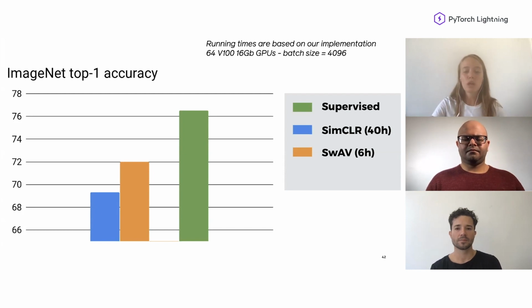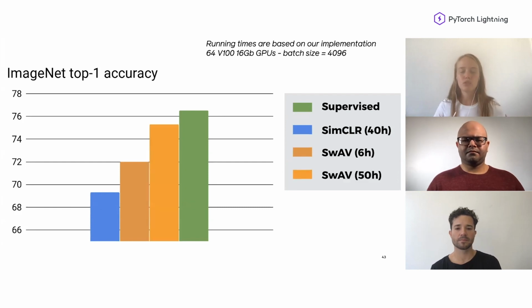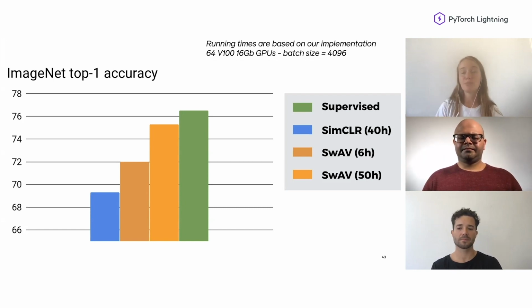And now what we can do is simply to train SwAV for longer. So we trained it for 800 epochs, which lasts 50 hours based on our implementation. And now we reach a bit more than 75 top one accuracy on ImageNet. Here we can compare SimCLR and SwAV because we implemented them in the same code base with the same tricks. We use mixed precision for the two, so we have really the same hardware.